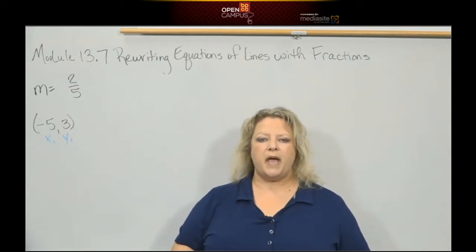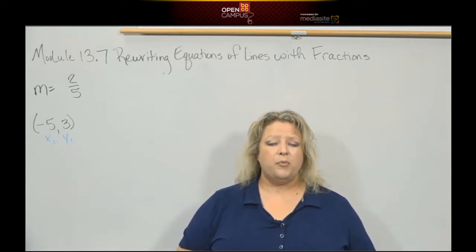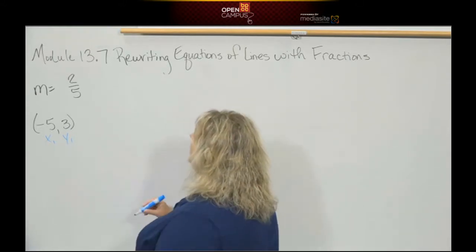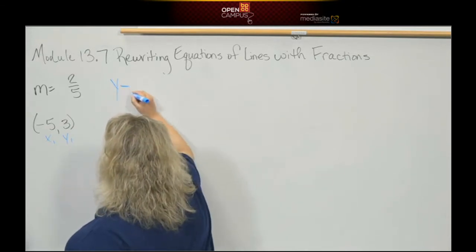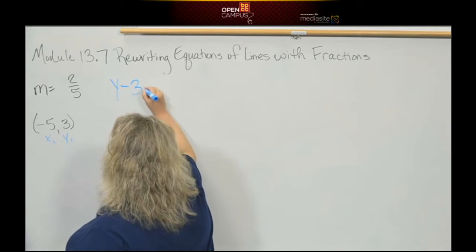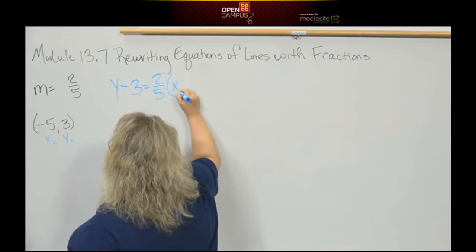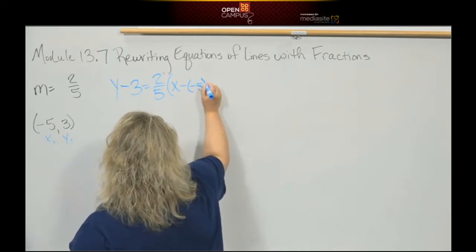So which format am I going to start with before I do anything else? That's right, point-slope form. Why? Because that's what they give me. So I'm just going to rewrite this in one color so it'll be consistent. y minus y1, which is 3, is equal to 2/5 times x minus x1, and that's -5.